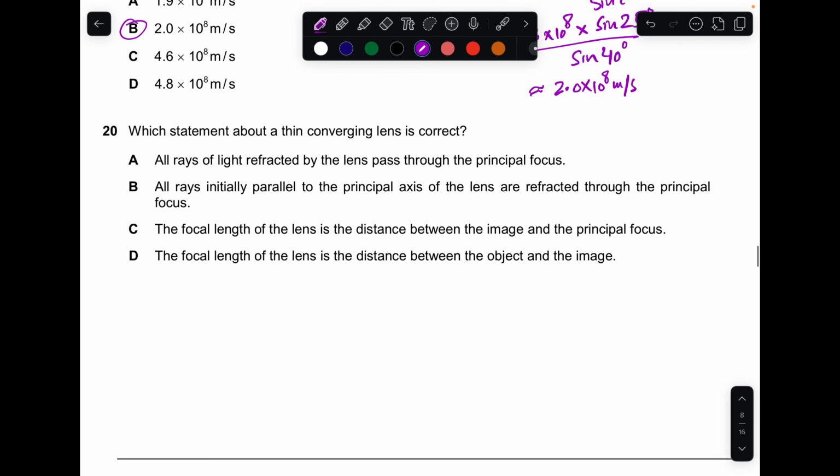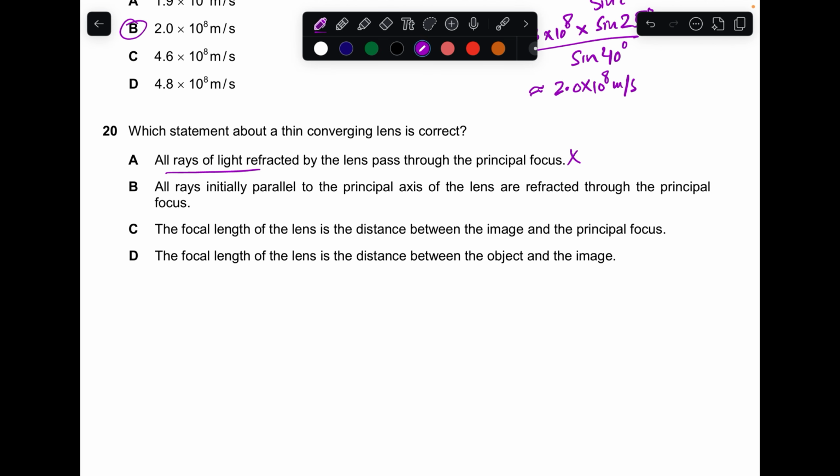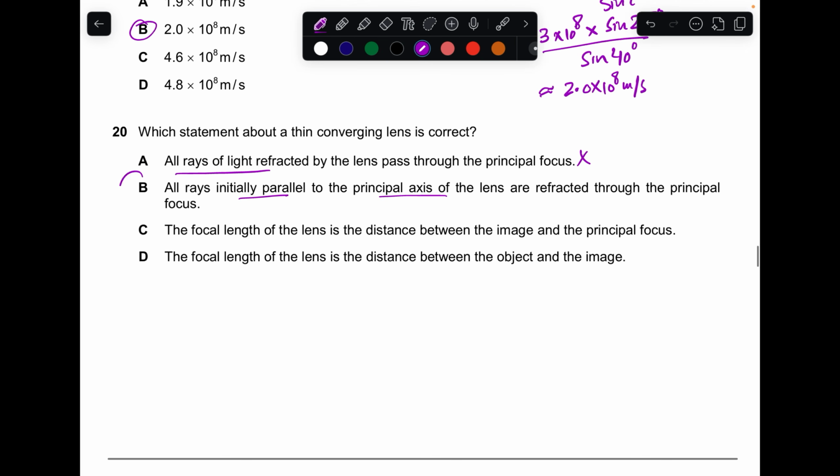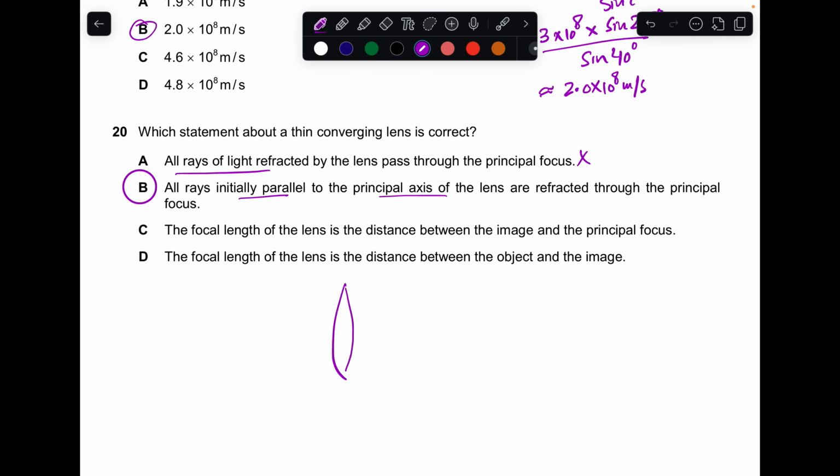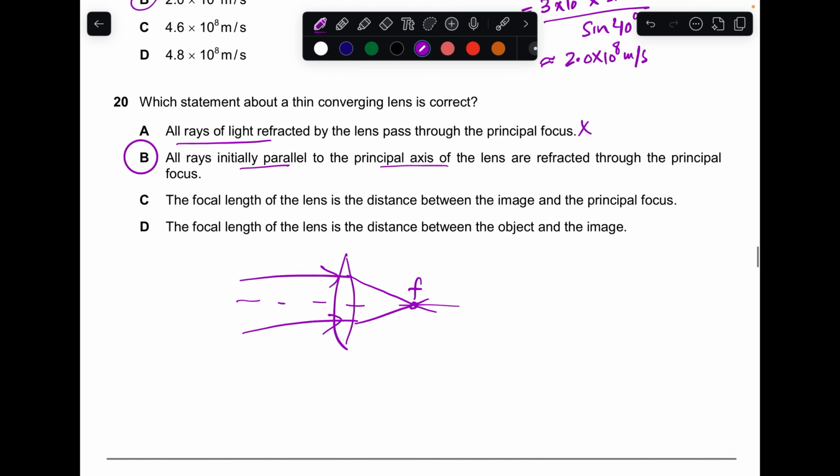Question 20. Which statement about a thin converging lens is correct? Okay, option A is all rays of light reflected by the lens pass through the principal focus. No, not all rays, only parallel rays. Option B, all rays initially parallel to the principal axis of the lens are refracted through the focus, yes, that is true. So if you remember, let's suppose this is the converging lens, this is the principal focus, these are the rays, they will pass like this. Okay, they will converge at the focal point.